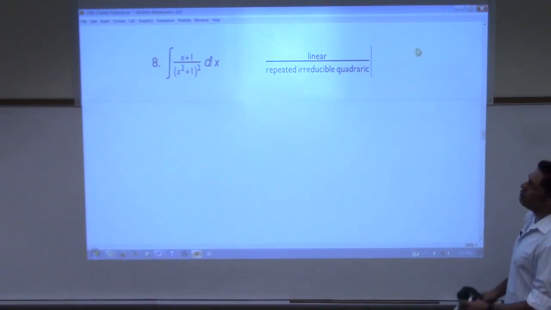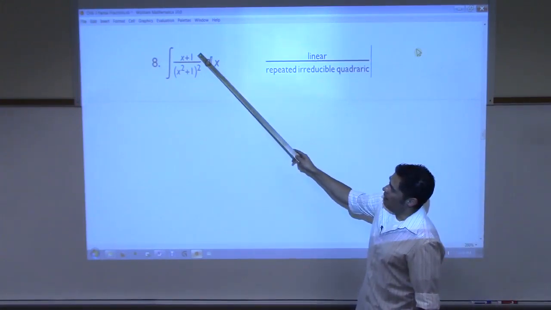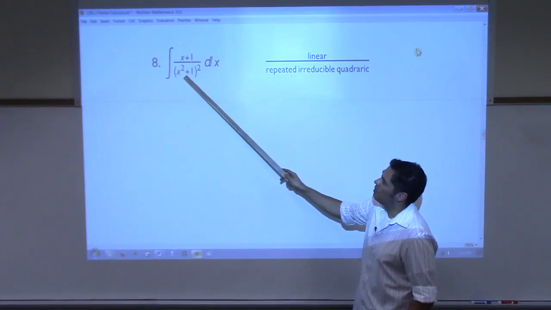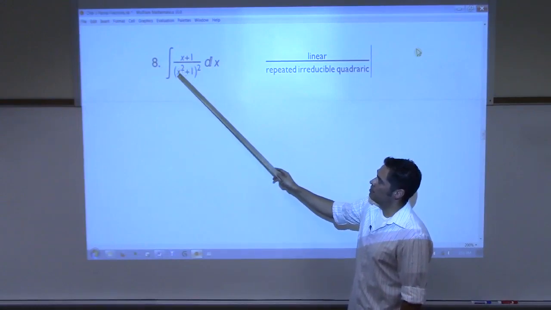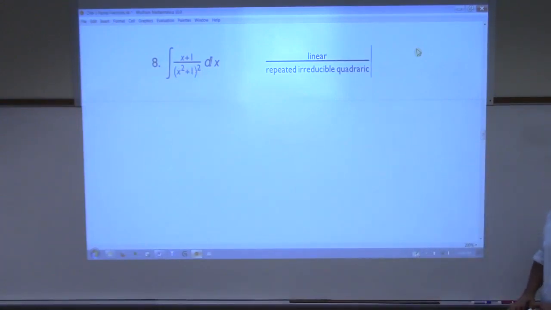How about a linear over a repeated irreducible quadratic? So I have a linear expression. I have a quadratic. Now this one's missing the x term, but the point is that it's irreducible. I can't factor this. And then it's repeated because it's squared. When you see this, you do exactly what we just did.